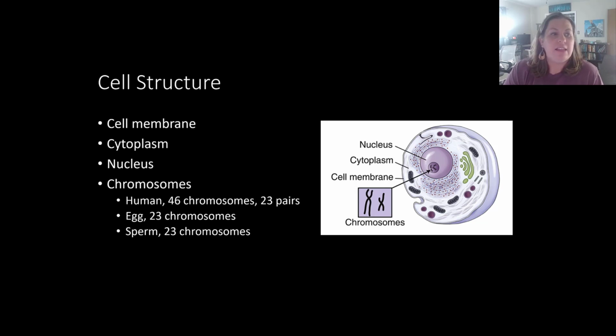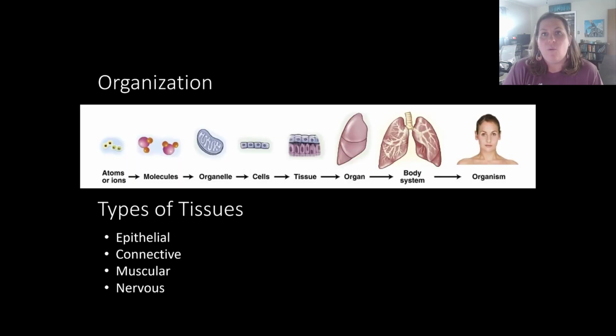Now, cells that have the 46 chromosomes are known as somatic cells. They're your body cells. The egg and the sperm are known as your germ cells, or the gametes. Germ cells have half the chromosomes. They are developed through meiosis, whereas your body cells reproduce and make more of them through mitosis.